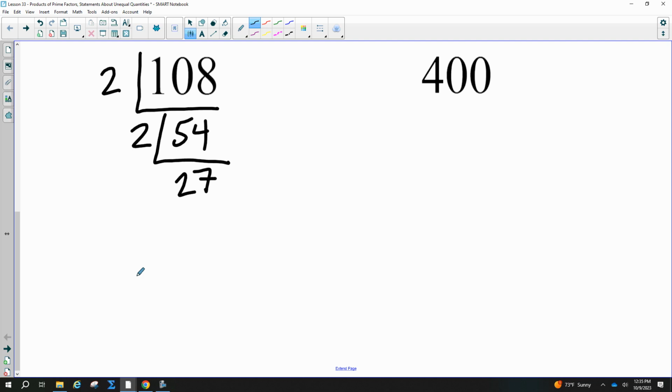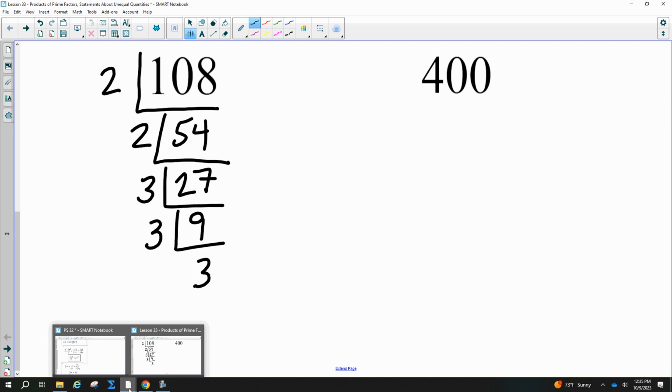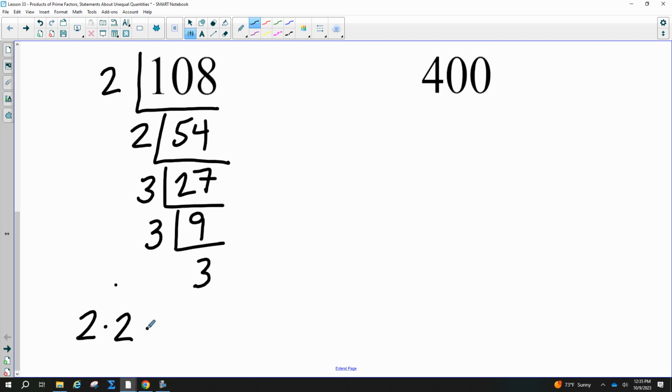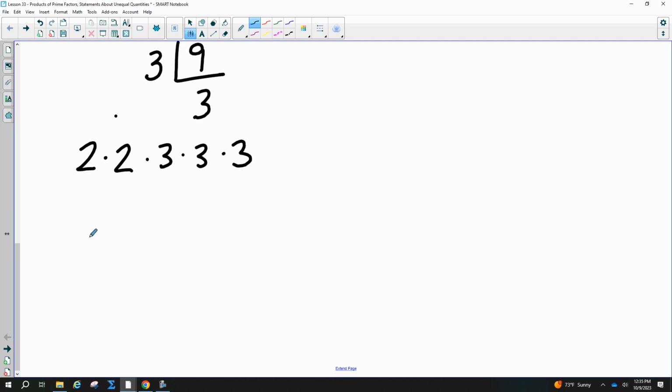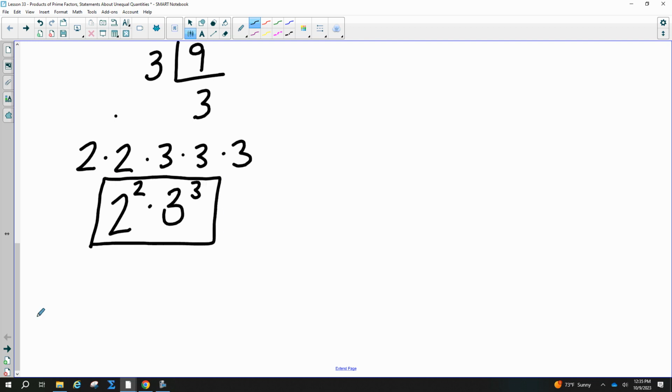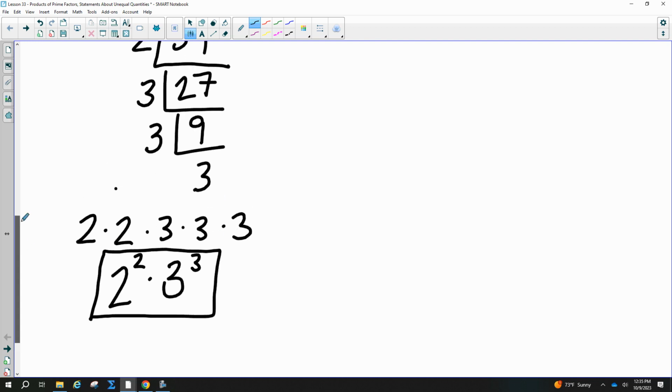So what goes into 27? 3. And 3 goes in how many times? 9. And then we keep going because 9 is divisible by 3. And then 3 times. So then you want to write it as a product of prime numbers. So 108 is actually equal to 2 times 2 times 3 times 3 times 3. And the way that I want you to write it is 2 squared times 3 cubed. All right. So it's written as a product of prime numbers.